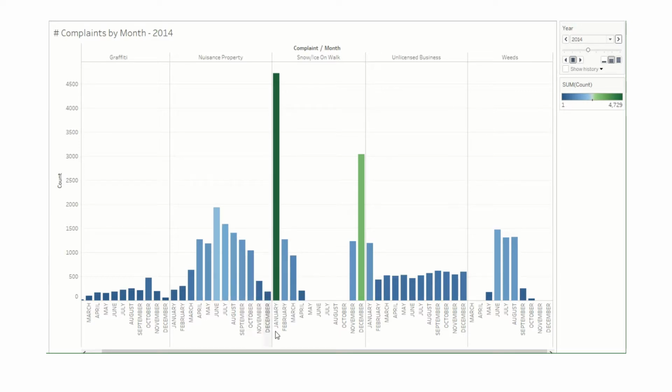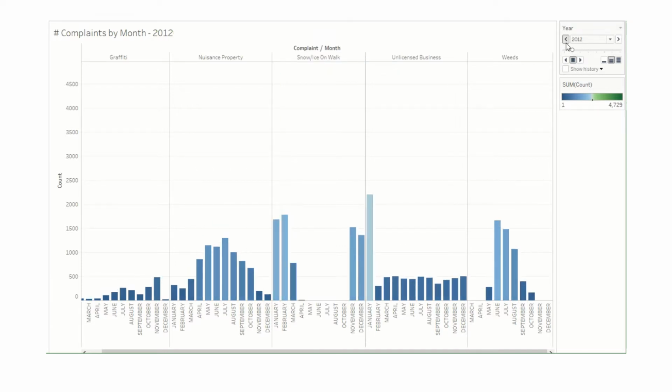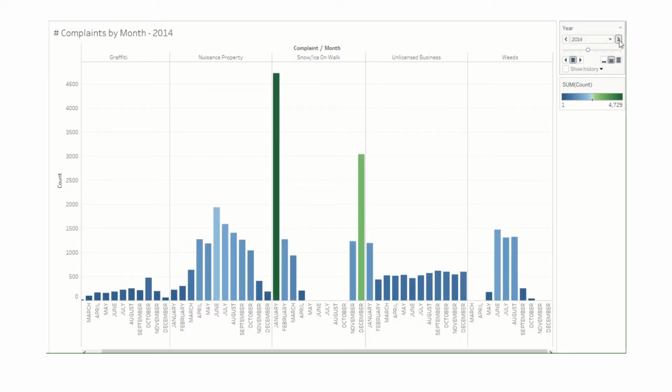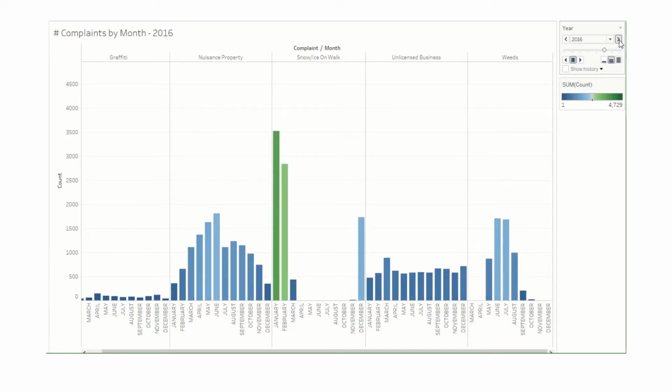Another interesting aspect is that the complaints about unlicensed businesses, which we saw that the citizens care a lot about, usually rise during the first 3 months of the year. So we can see January, February, March, usually these complaints are higher than the rest of the year.